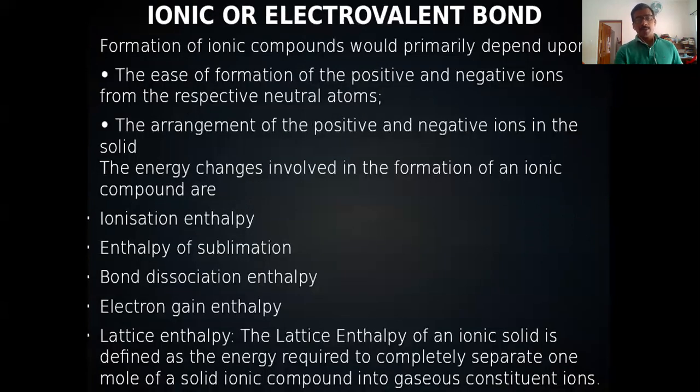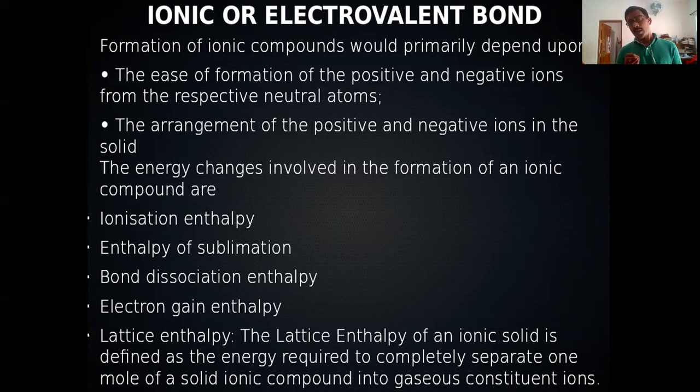Okay, now a little more about the ionic or covalent bond. I told you the ionic bond, or electrovalent bond, is formed by complete transfer of electron or electrons from one atom to the other. When we think about this complete transfer, it is not a simple process, the transfer of electrons from one atom to the other.